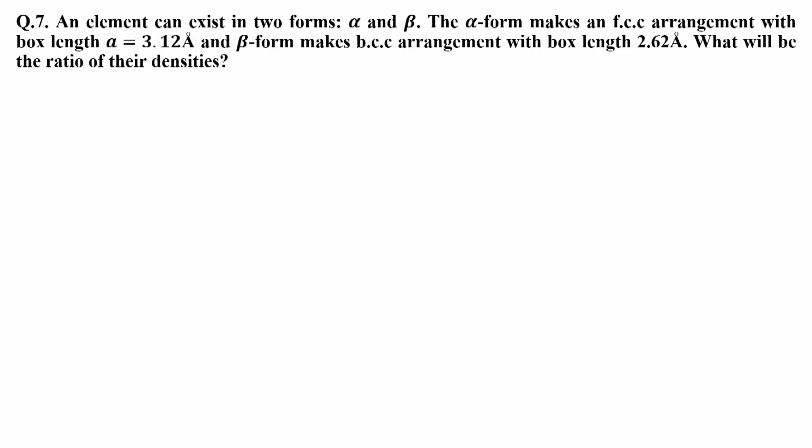Next we discuss problem 7. It says an element can exist in two forms, alpha and beta. The alpha form makes an FCC arrangement with box length A equals 3.12 angstrom, and the beta form makes a BCC arrangement with the box length of 2.62 angstrom. What will be the ratio of their densities? Okay, so let the atomic weight of the element be m. We need to calculate density.